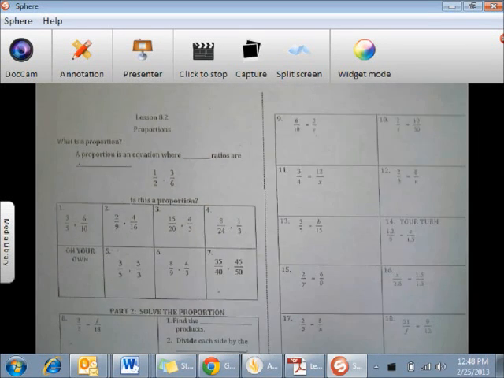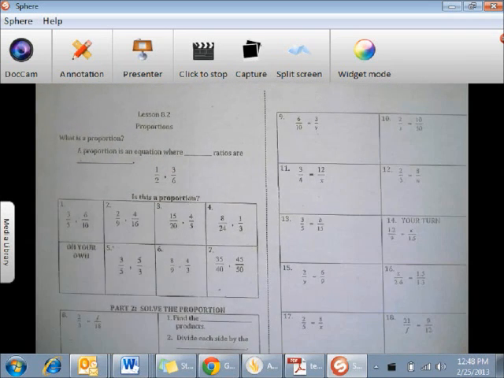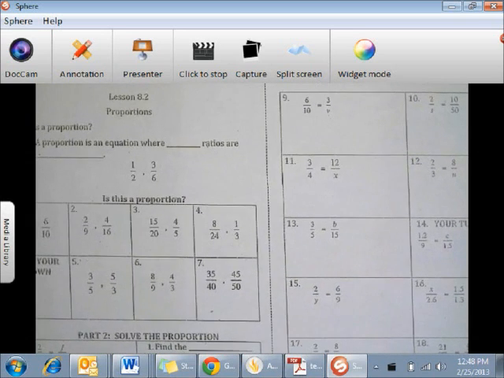Hey guys, so today we're going to talk about proportions. We've learned a little bit already with ratios and unit rates. So first thing is we're going to talk about our notes. I'm going to zoom in a little bit so that you can see better.